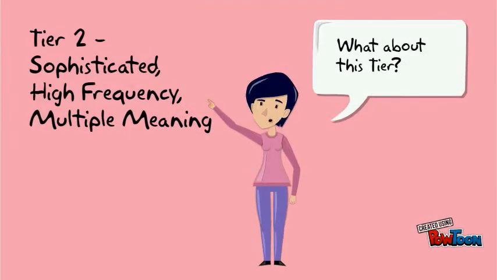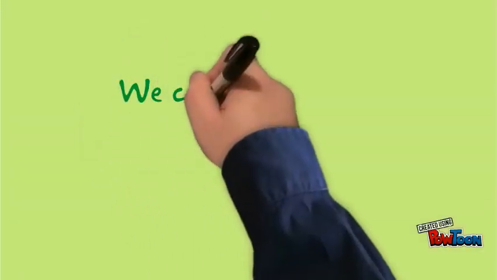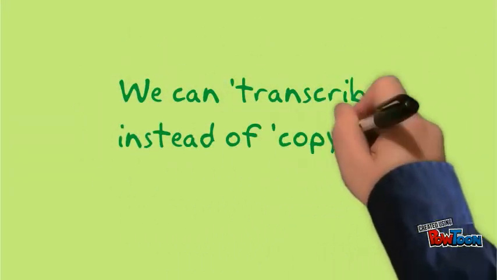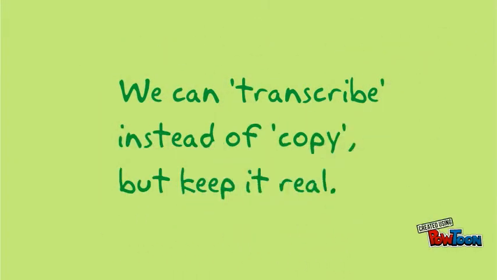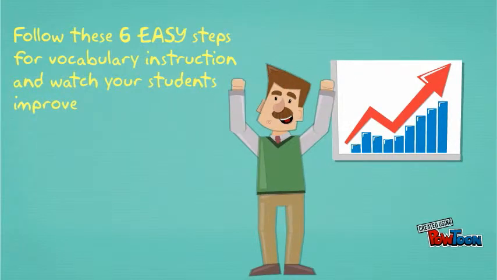Tier 2 is where students need help, and as teachers we need to provide instruction and support in the acquisition of more sophisticated vocabulary. In addition to using college-level vocabulary in the classroom setting, we can follow specific steps to help students acquire vocabulary. There are 6 steps to help reinforce vocabulary acquisition.